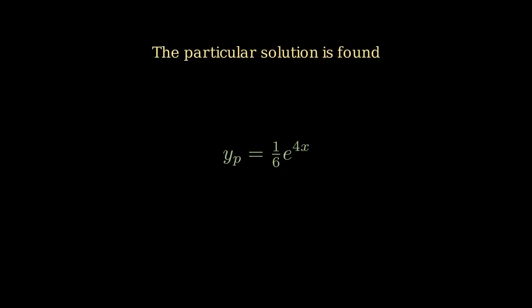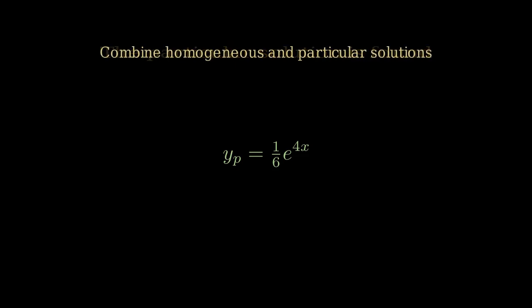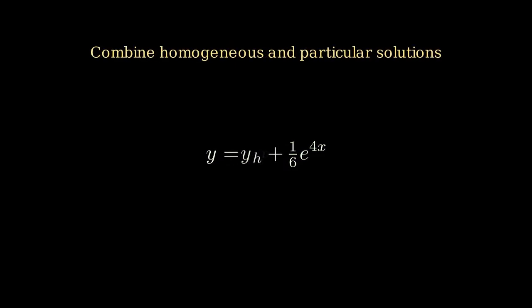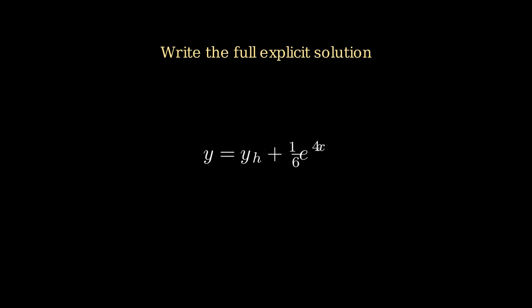Putting it all together, the full solution is the homogeneous solution plus 1/6 times e to the power of 4x. That is, y equals c1 times e to the power of x plus c2 times e to the power of 2x plus 1/6 times e to the power of 4x.